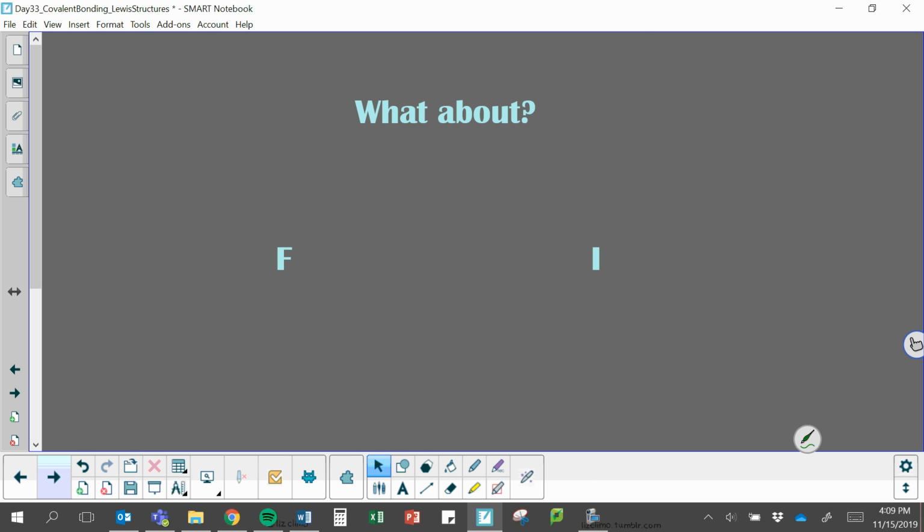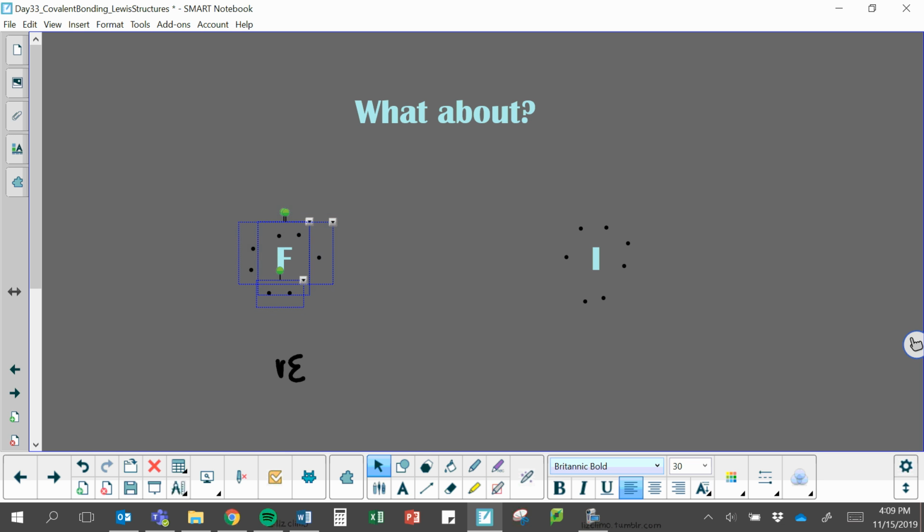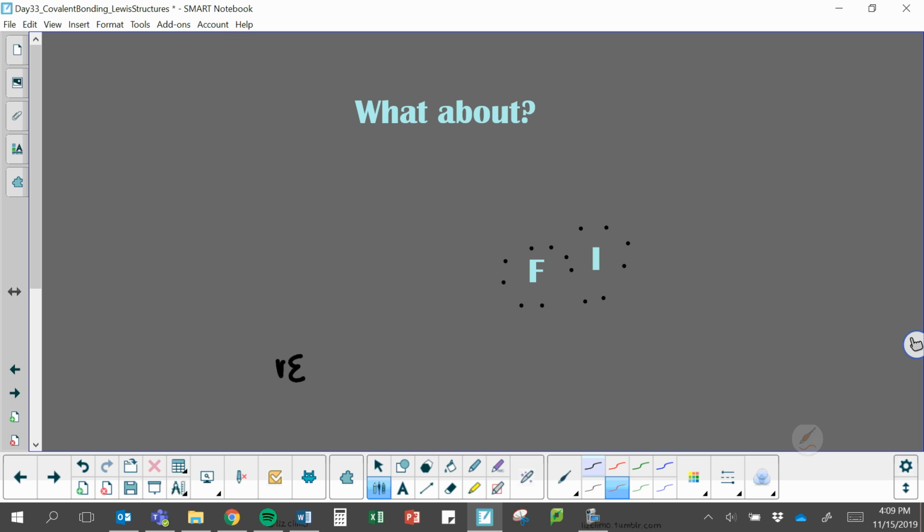So what about for fluorine and iodine? Take a second to figure out what you think would happen for these 2. Fluorine again is going to have 7 valence electrons, and iodine also has 7 valence electrons. So what's going to happen is that this fluorine will come over and share these 2 electrons, or we could draw it this way. Either one.